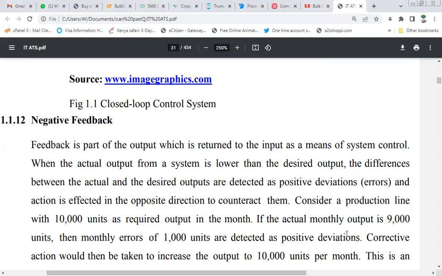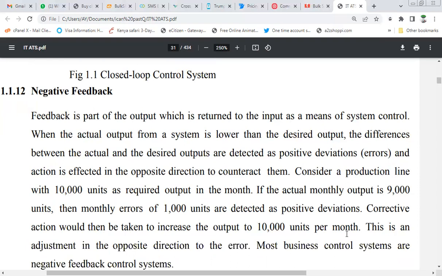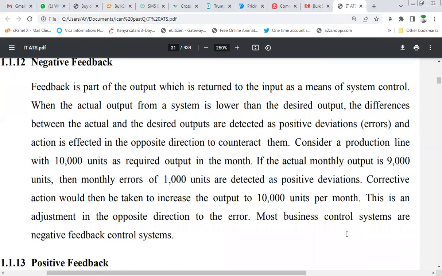Consider a production line with 10,000 units as required output in a month. If the actual monthly output is 9,000 units, then the monthly error is 1,000 units. Of 1,000 units are detected as positive deviation. Corrective action would then be taken to increase the output to 10,000 units per month. This is an adjustment in the opposite direction to the error. Most business control systems are negative feedback systems.